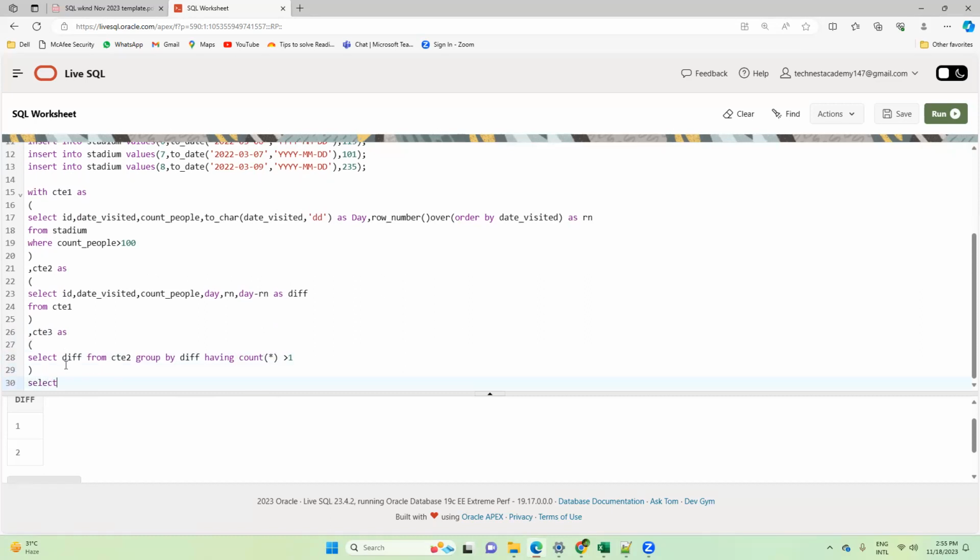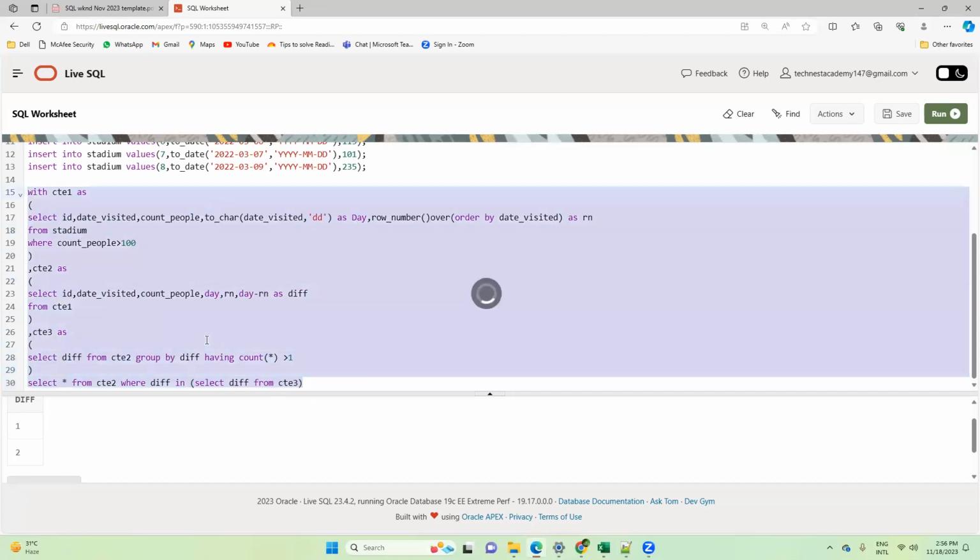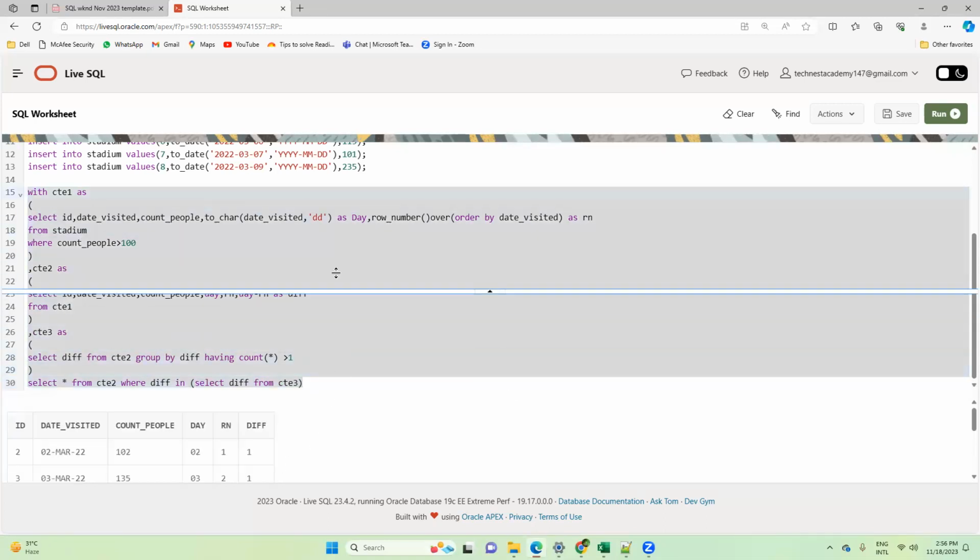Now I will tell the SQL engine that I need those records from CT2 where difference is in the difference which is coming from this query, CT3. So I need to select difference from CT3. Okay, now let me run this. Now check, is this the expected output?